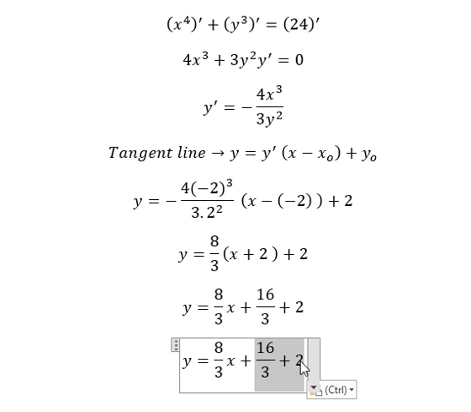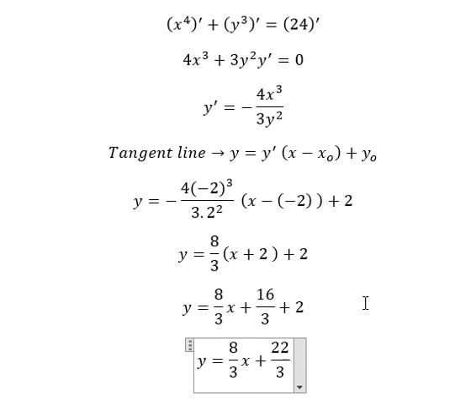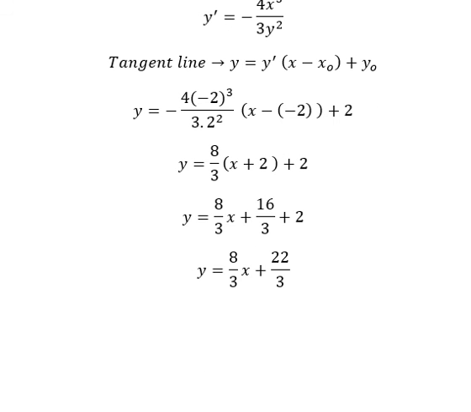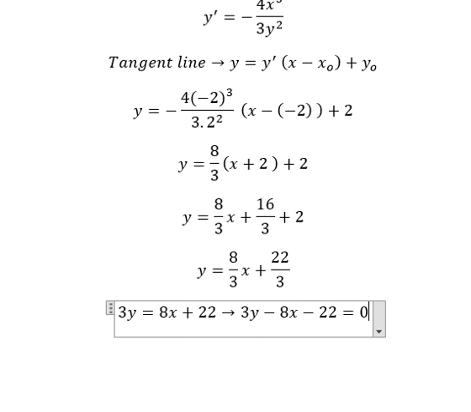So we sum two numbers together, and we have 22 over 3. Next, we multiply both sides by number 3. So we put everything to the left. And this is the final answer. That's the end. Thank you for watching.